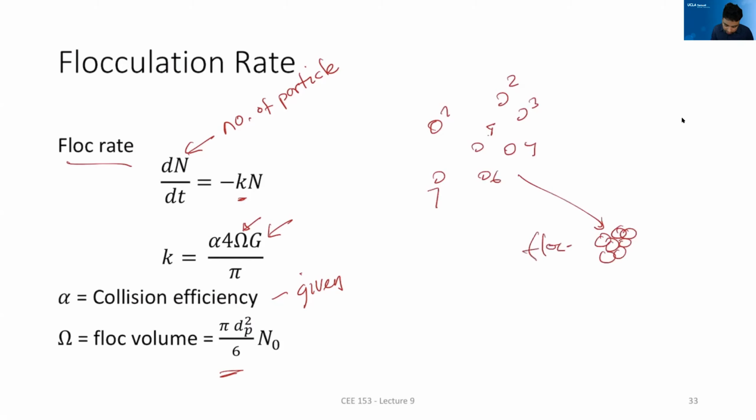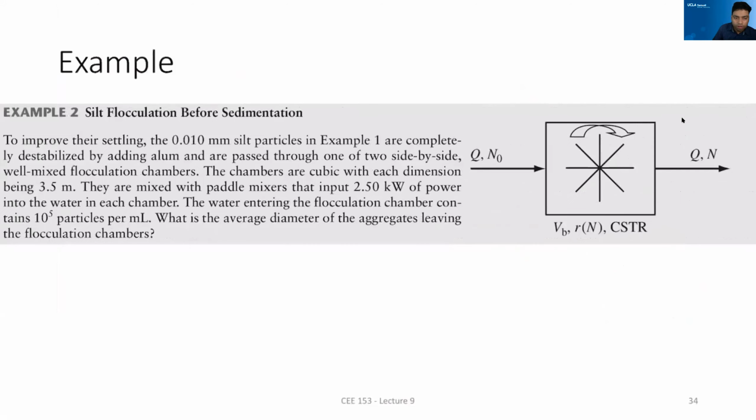So what you're saying is the flock volume, the entire volume, would be the volume of individual particles times the number of particles that create the volume. So here it's 7 times pi dp cubed over 6. So this dp is the diameter of the individual particles that create the flock. If you know this one, you should be able to calculate that value.